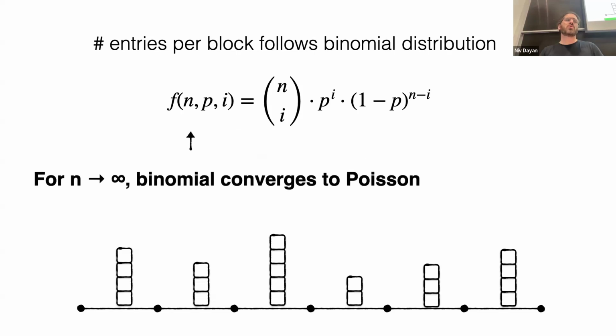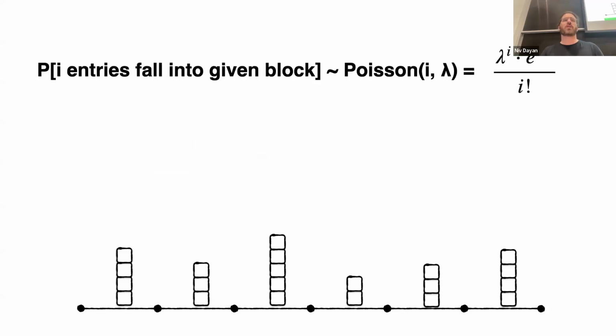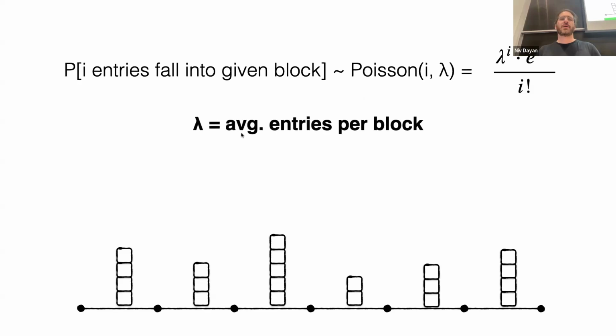So instead, we're going to observe that for a large n, the binomial distribution can be approximated by the Poisson distribution, which is much more convenient to work with. This is stuff that you probably know from probability theory, maybe for some of you years ago, but I'm just trying to justify where the technique comes from. Now we're going to reason about the number of entries i that fall into a given block, and I'm going to say that's distributed based on the Poisson distribution, where this lambda, the average of the distribution, represents the average number of entries per block.